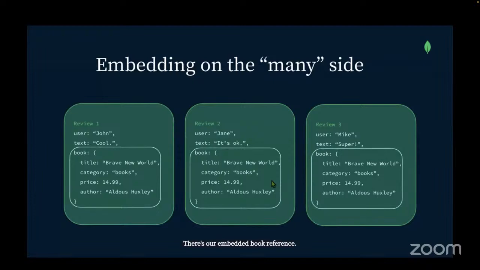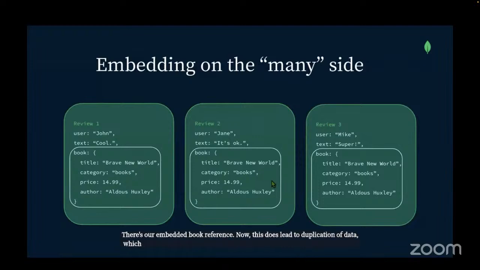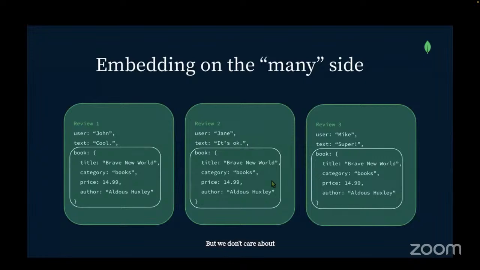Now, this does lead to duplication of data, which is a giant no-no in the tabular world. To normalize data is to reduce duplication, but we don't care about that in MongoDB unless it impacts our performance requirements.